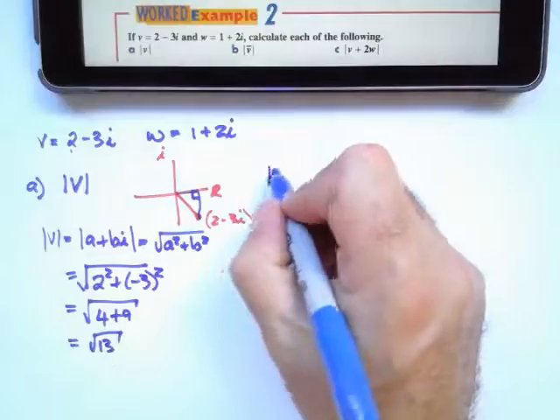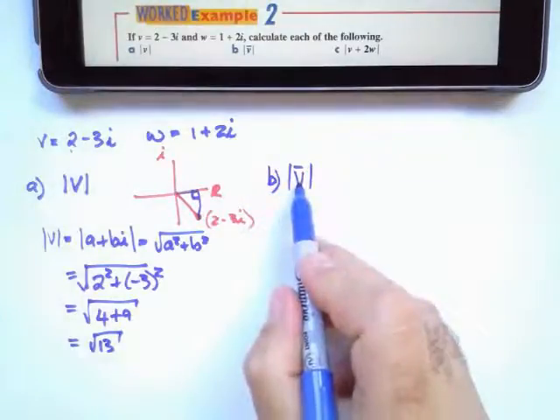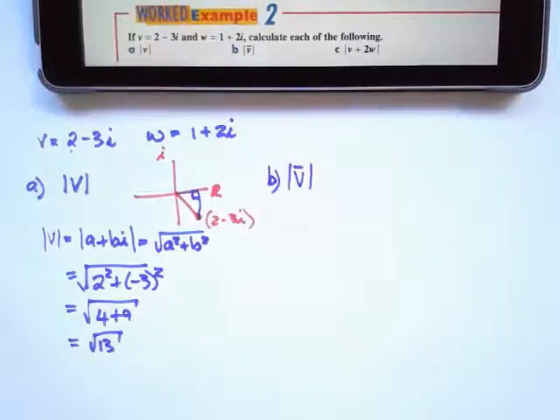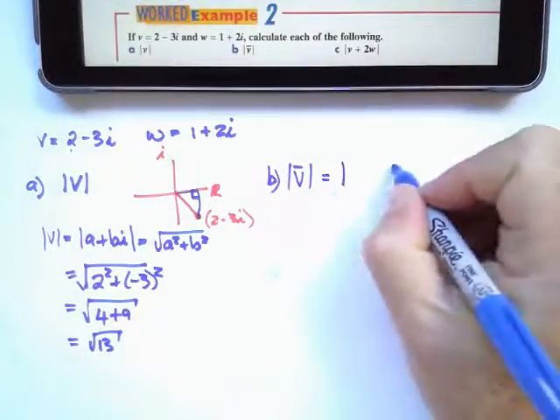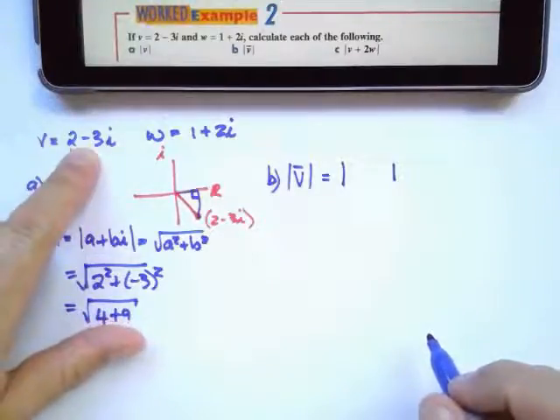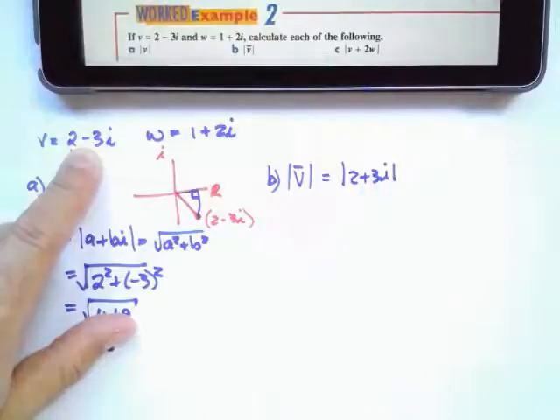In B, they ask us what is the magnitude of the conjugate. Remember, that means the conjugate. So first of all, they ask us what's the conjugate of V, which means the sign of negative 3 is changing. So that will be 2 plus 3i.